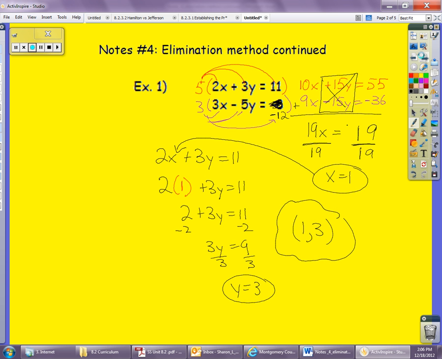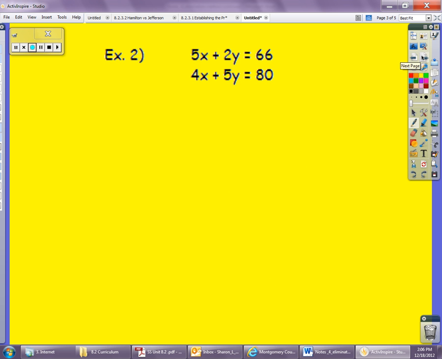So now if we look at the second example here, we have 5x plus 2y equals 66, 4x plus 5y equals 80. Once again, our x's are lined up, our y's are lined up, so we want to use the elimination method here. But now if you notice, neither of them are the same. We have 5x, we have a 4x, we have a 2y, and we have a 5y. So we can choose either the x or the y. Since we did y last time, I'm going to show you that we can do x this time.